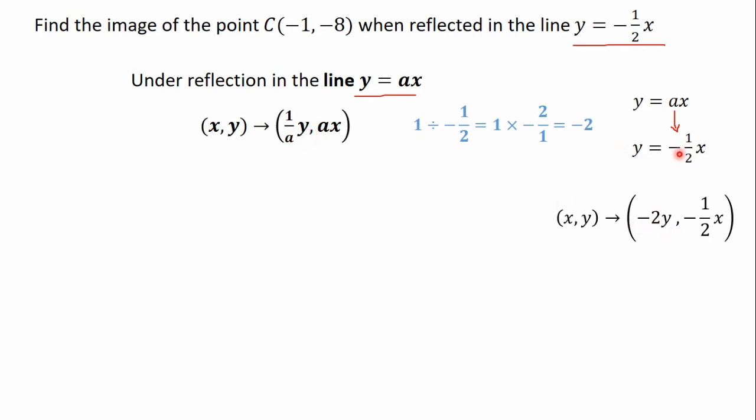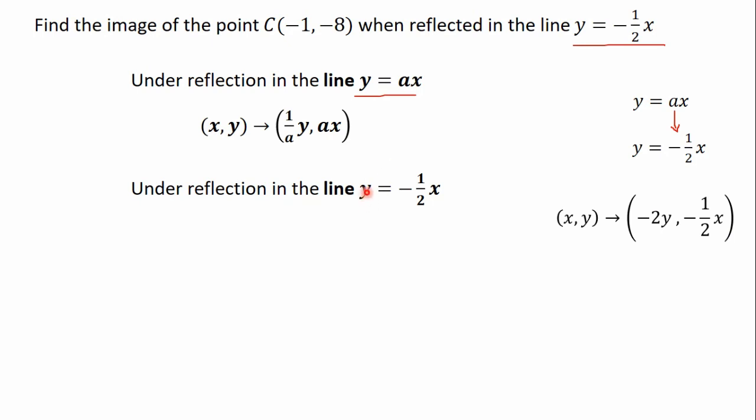a is minus 1 divided by 2, so we have minus 1 divided by 2x. So this means that under a reflection in the line y equals minus 1 divided by 2x, the rule of the transformation is (x, y) maps to minus 2y as the x coordinate, then minus 1 divided by 2x as the y coordinate. We can now use this rule to find the image of the point C.